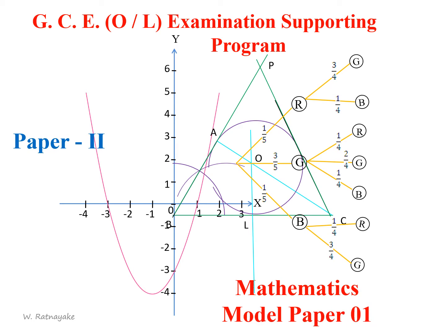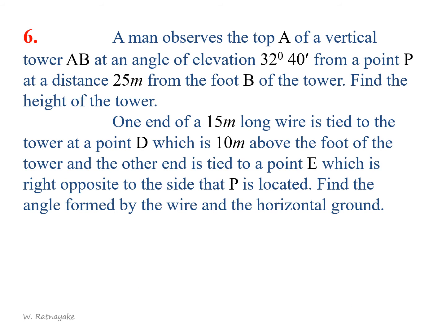The question is like this: a man observes the top of a vertical tower AB at an angle of elevation 32 degrees 40 minutes from a point P at a distance 25 meters from the foot B of the tower. Find the height of the tower.